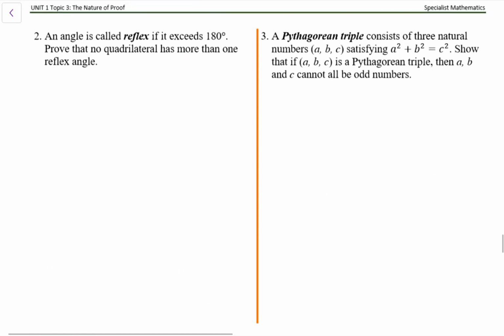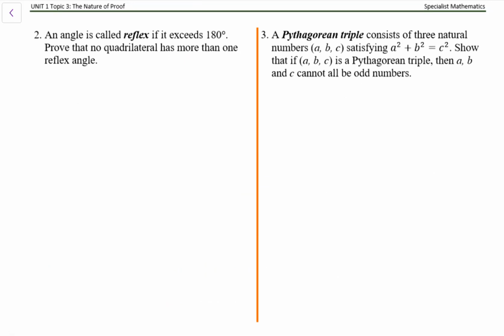Let's look at another example. An angle is called reflex if it exceeds 180 degrees. Prove that no quadrilateral has more than one reflex. Okay, so let's look at the contradiction of that. If there is more than one reflex angle, so the contradiction, there is more than one reflex angle.